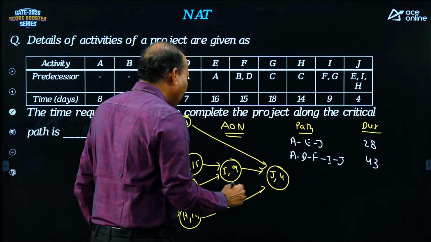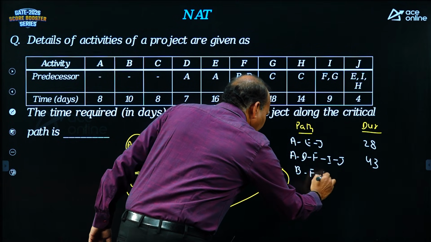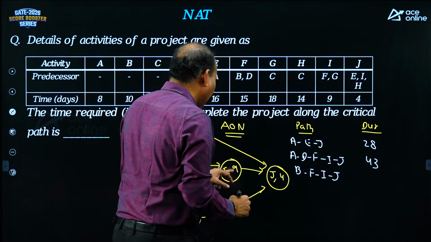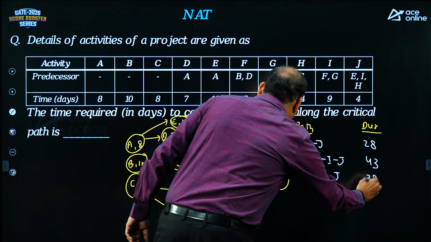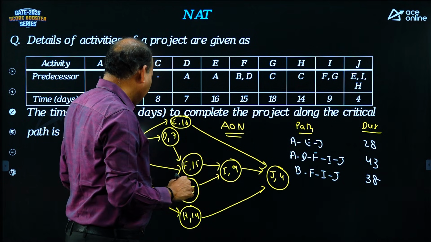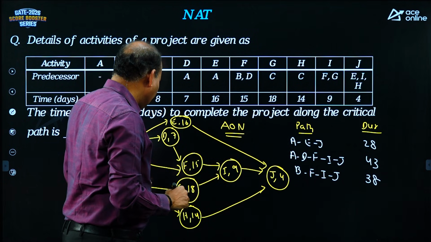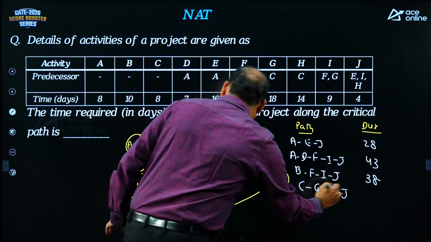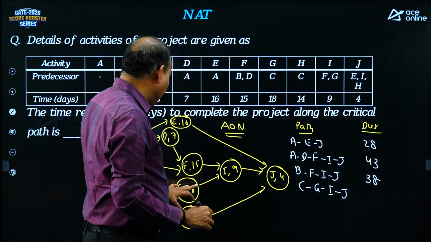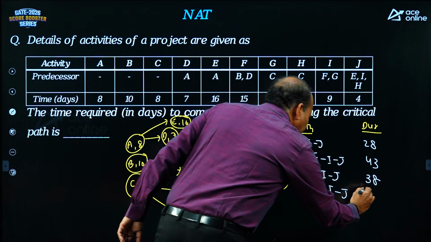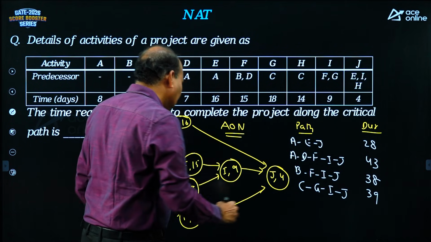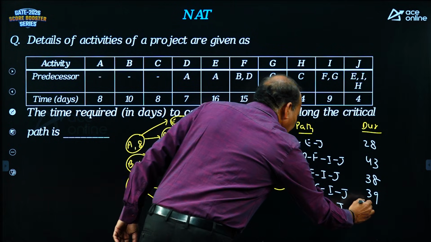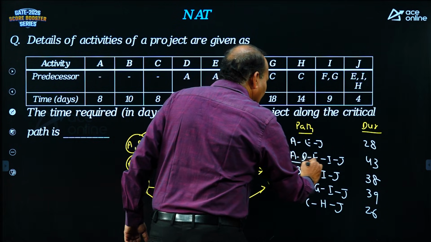Next path is B, F, I, J. 10 plus 15, 25, 25 plus 9, 34 plus 4, 38. Next, C, G, I, J, 26, 30, 39. C, H, J, 22 plus 4, 26. So what is the critical path in this?